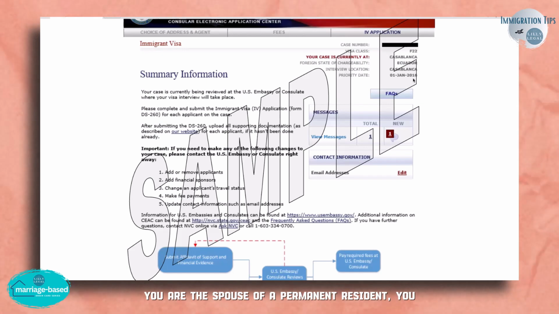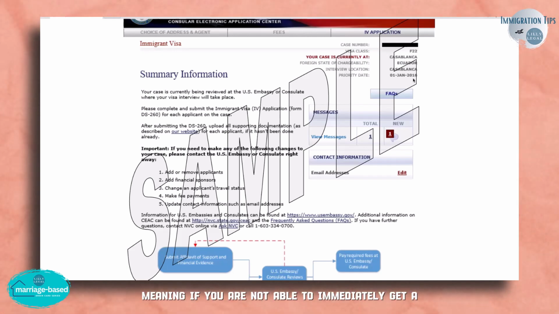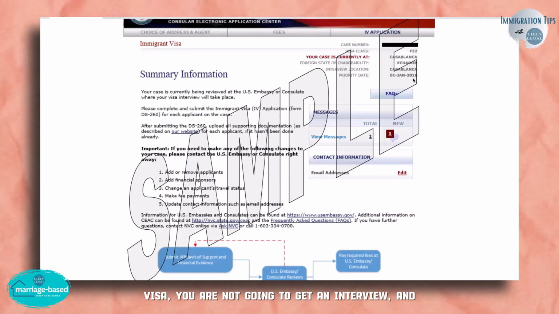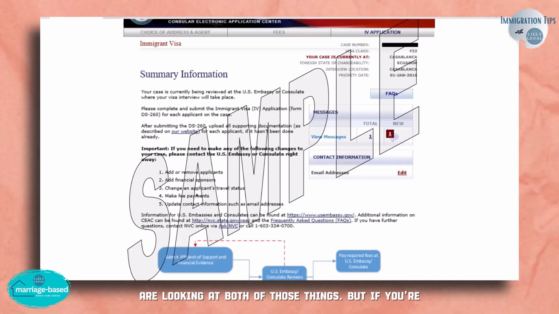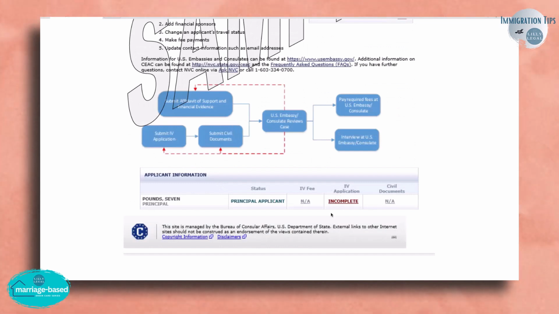However, if you are the spouse of a permanent resident, you need to pay attention to your visa priority date, because if your priority date is not current, meaning if you are not able to immediately get a visa, you are not going to get an interview, and you may not have access to CEAC to start that visa application. So it's really important that you are looking at both of those things. But if you're in here, it means you are ready for this step. So this says incomplete, but when you first log in the first time, it will say start.